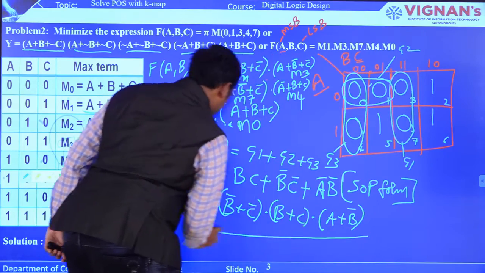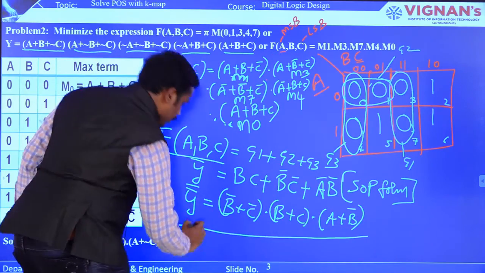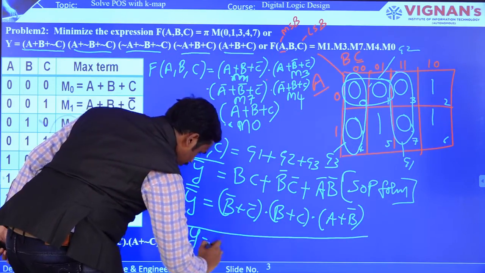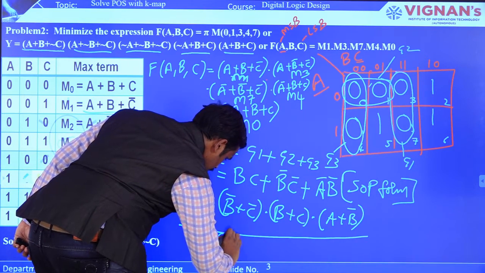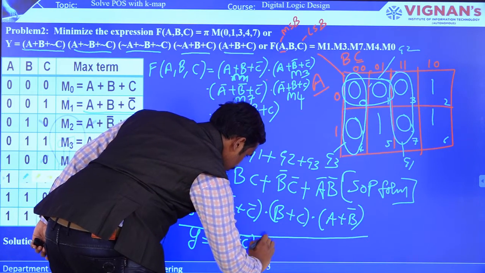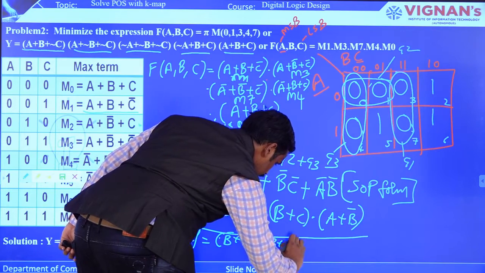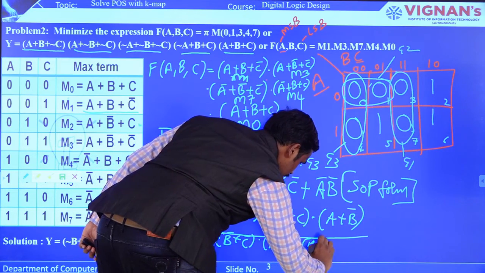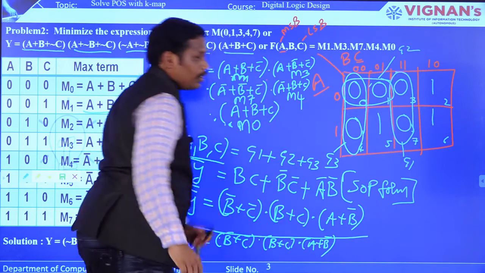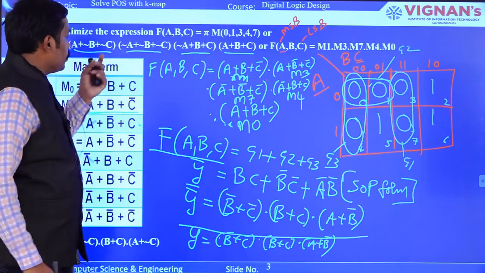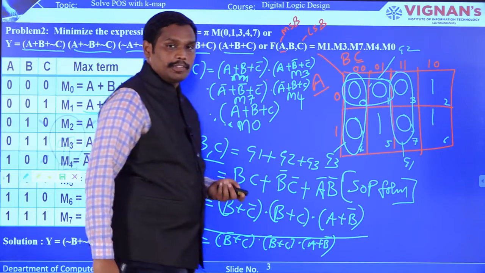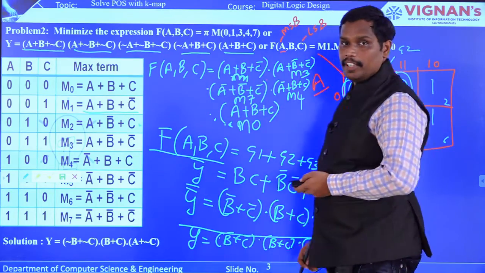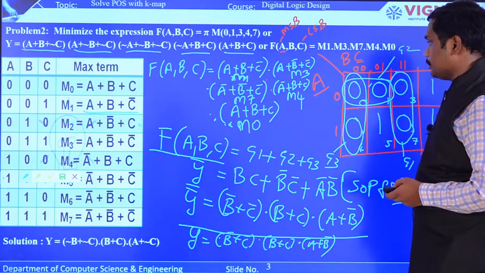So this is the final expression that you are going to get, that is Y bar bar is Y, B bar plus C bar dot B plus C dot A plus B bar. So this is the final expression that you have derived. So the complex POS expression is now converted to simplified POS form, right?